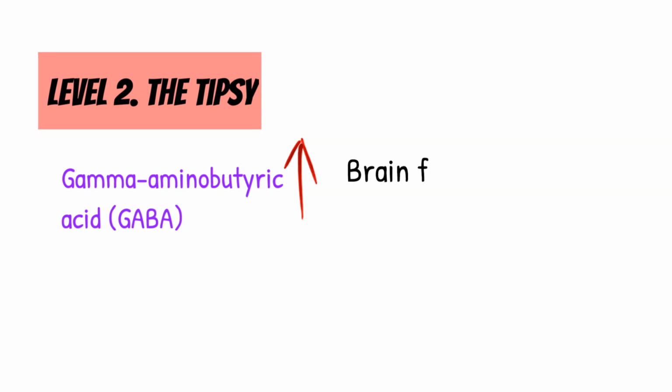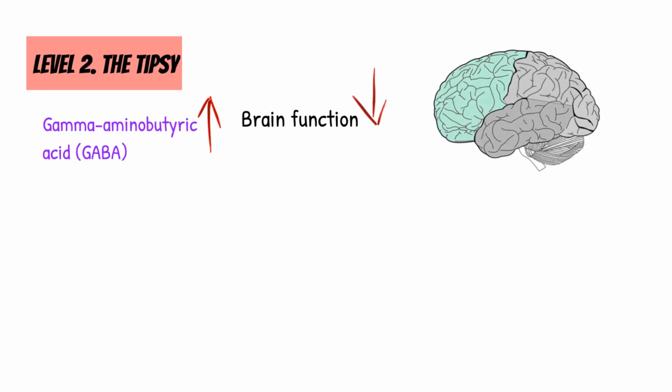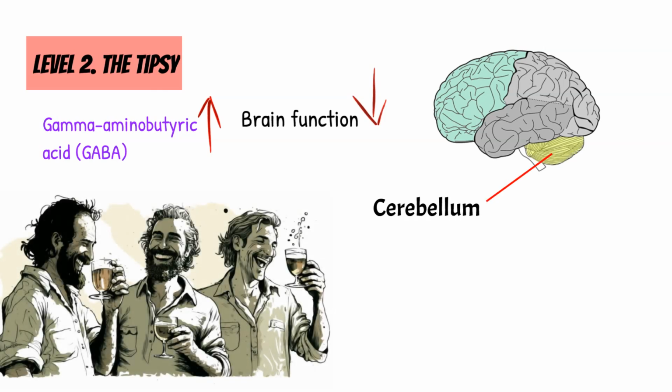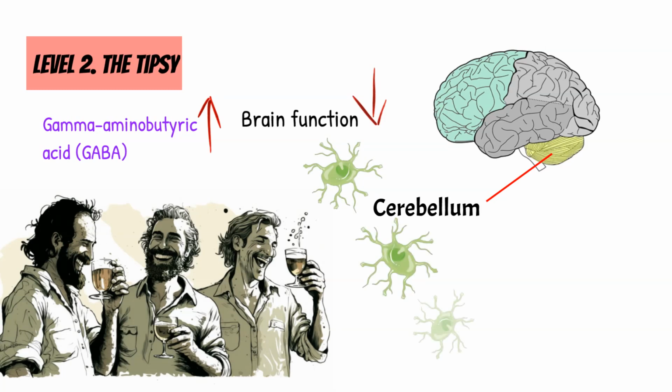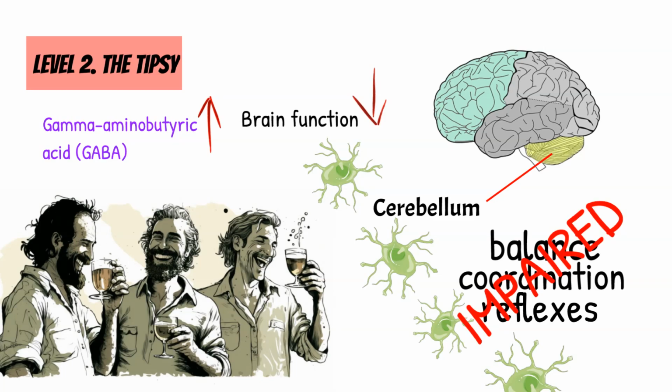Level 2. The Tipsy. Gamma-aminobutyric acid activity in the brain continues to increase, which further depresses brain function. At this level, alcohol involves the cerebellum. The cerebellum is responsible for motor coordination. Alcohol interferes with the transmission of signals between neurons in the cerebellum, leading to impaired balance, coordination, and reflexes.